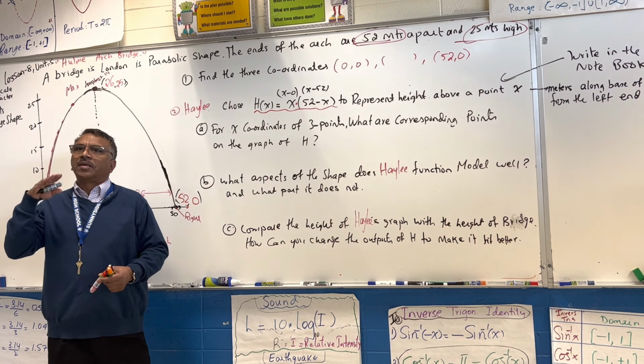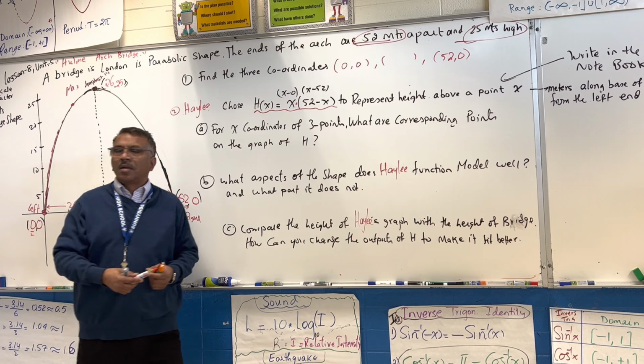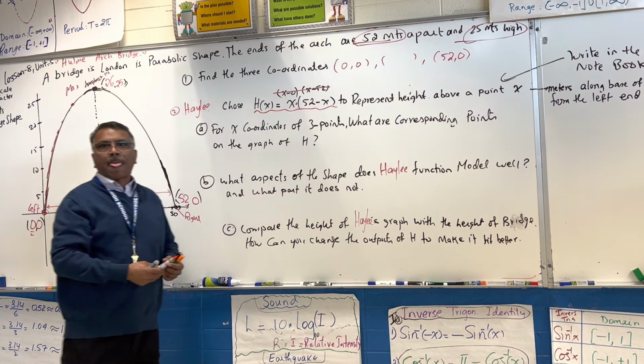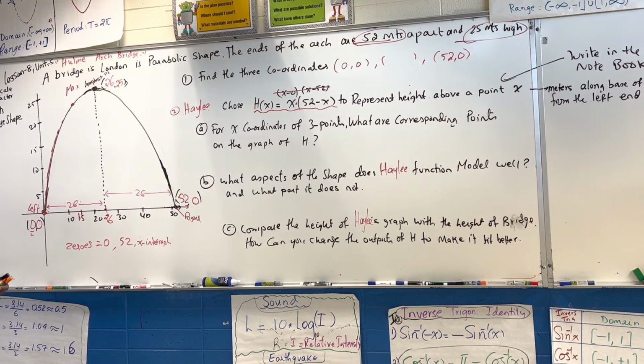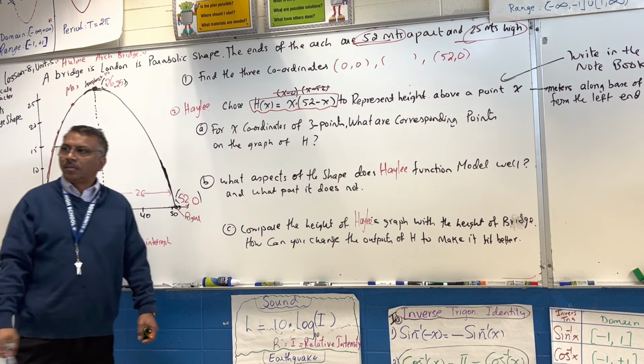You need to have a positive height, right? Yes or no? The height has to be positive. So she doesn't use x minus 52, she uses 52 minus x. Each of these things is very important. So far so good?